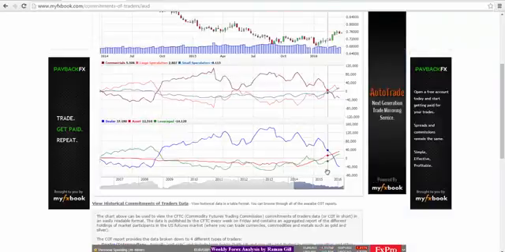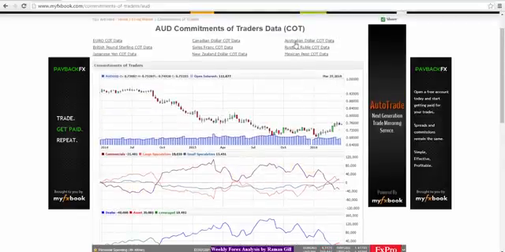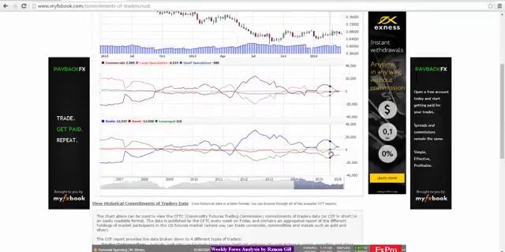For the Australian dollar here, we have seen an increase in the long positions. This green line has crossed over the zero, which means the big funds have actually gone long in their Australian dollar positions. And this week we have seen an increase from 15,000 to 19,000 net long positions. So this suggests bullish Australian dollar. For the New Zealand dollar, we had seen a crossover above the zero level.